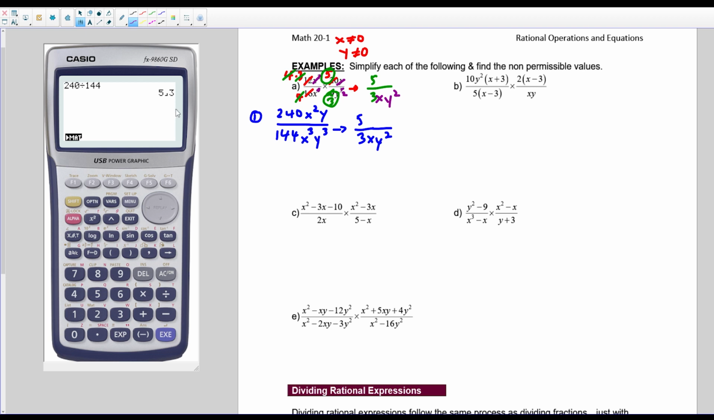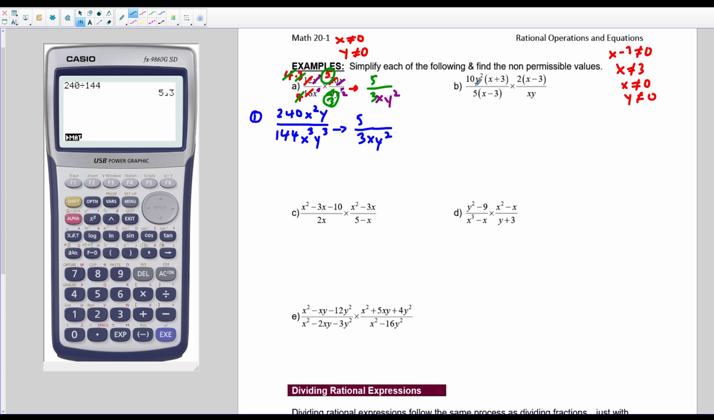It's really just up to you. So for this next question, I'm going to look at the NPVs first, because it looks like they're already in factored form here. So from x minus 3 cannot equal 0, I get x cannot equal positive 3. And then I also get x cannot equal 0 and y cannot equal 0 from this rational.